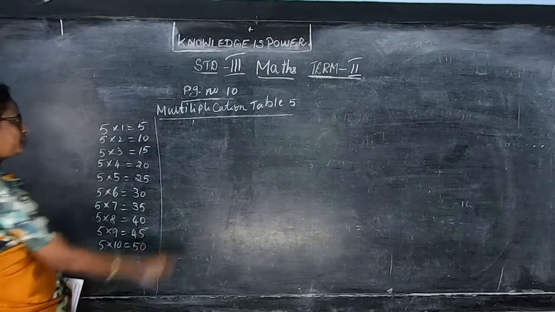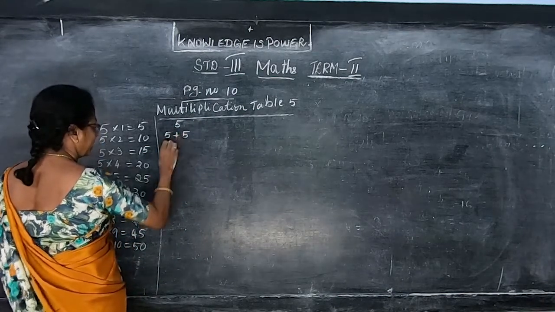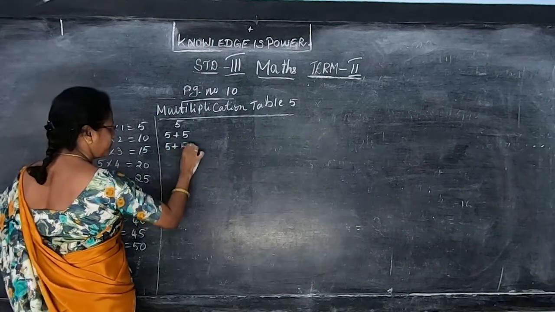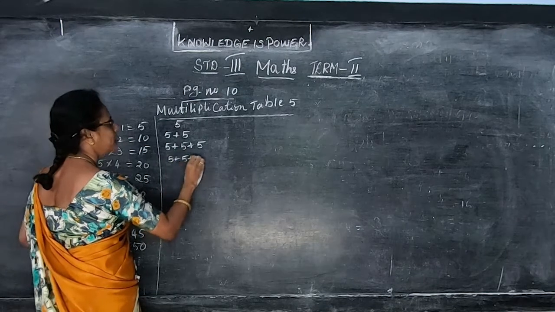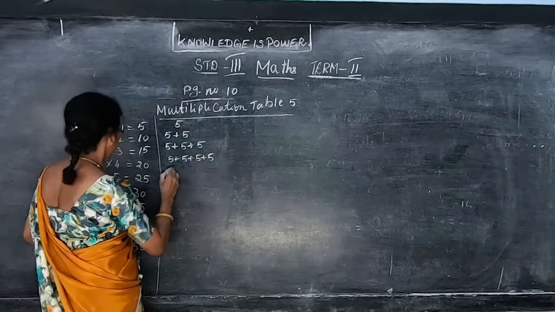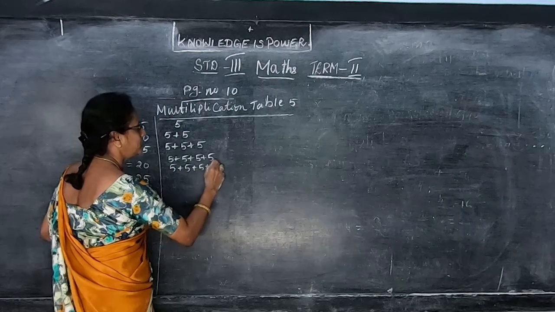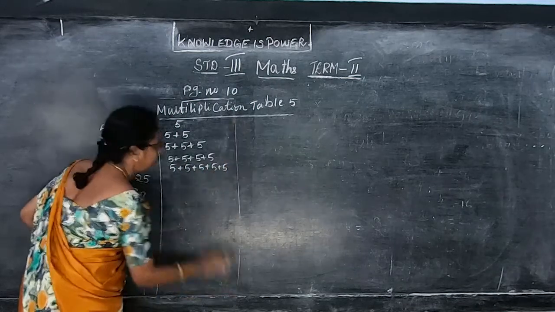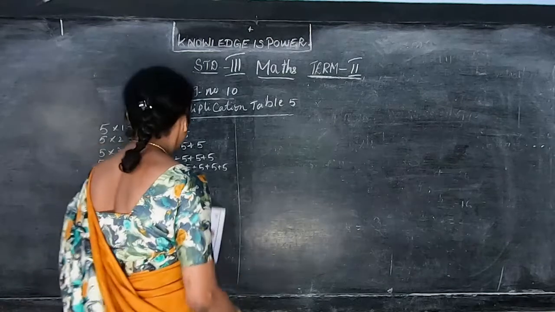Addition fact na, oru 5 mattum podunga. 2 naka 5 plus 5, 10 naka 15 naka 5 plus 5 plus 5. Then 4, 5 plus 5 plus 5 plus 5. Then 5 times, write 5 five times. So like this you can write for the addition fact, using the plus sign. Multiplication fact you can do and write.